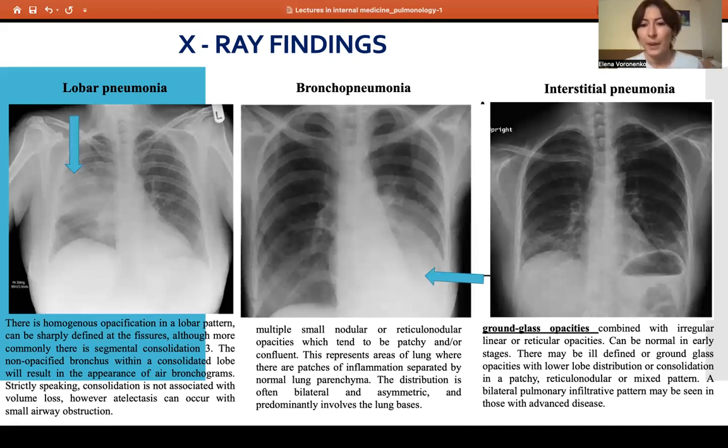Interstitial pneumonia. Ground glass opacities combined with irregular linear or reticular opacities; the chest radiograph can be normal in early stages. There may be ill-defined or ground glass opacities with lower lobe distribution, or consolidation in a patchy, reticulonodular or mixed pattern. A bilateral pulmonary infiltrative pattern may be seen in those with advanced disease.